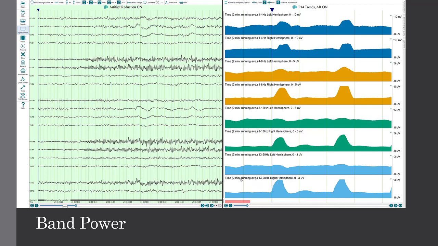It's a 2-minute running average. That's a traditional way of showing band power, as well as other ratio trends. Specifically alpha to delta ratio, you tend to time average those to smooth it a bit. And so that's what's being done here.